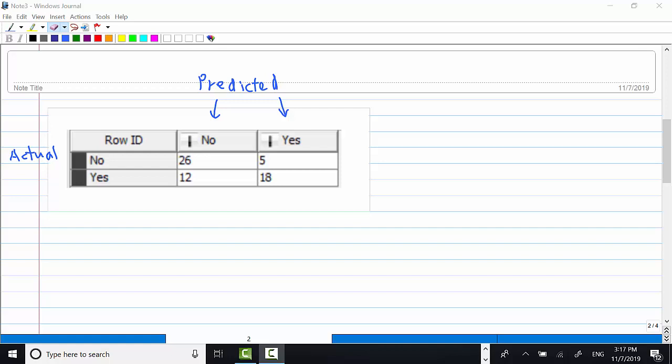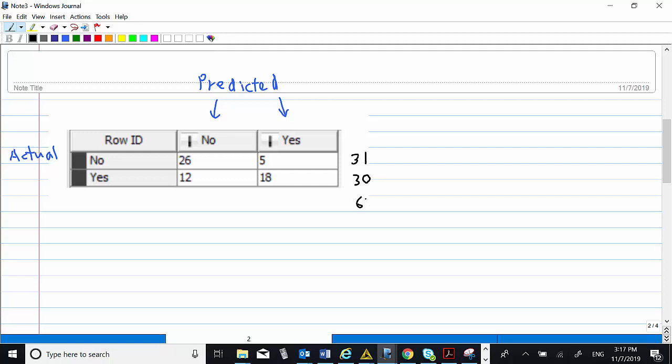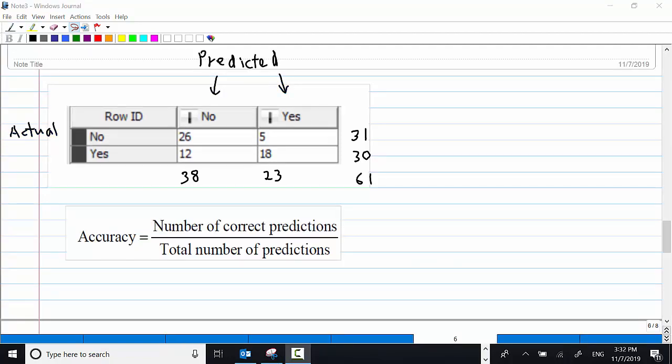First, let's do some counting. We count the actual number of nodes, 26 plus 5 is 31. Actual number of yes is 12 plus 18 is 30. Total will be 61. Then you count that the number predicted no heart disease by the machine is 26 plus 12 is 38. And the total number predicted by the machine to have heart disease is 5 plus 18 is 23. Total again is 61.